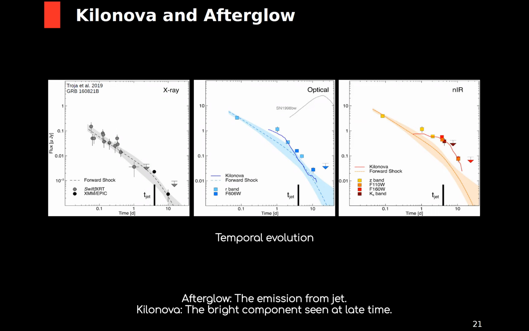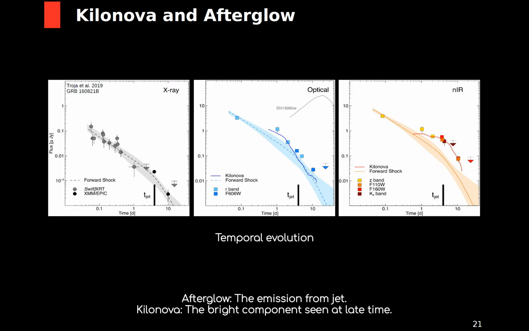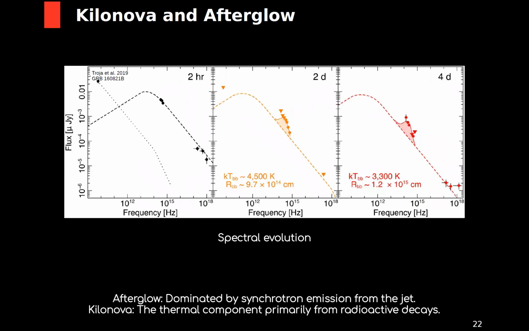So what is this? What we call the afterglow is the contribution from the jet, and the kilonova is the emission from radioactive decay of nuclei. And this is coming in thermal. So you see that this is arriving at late time. And then you also see, okay, in the spectral evolution, do we see something similar? Oh, yes, we see.